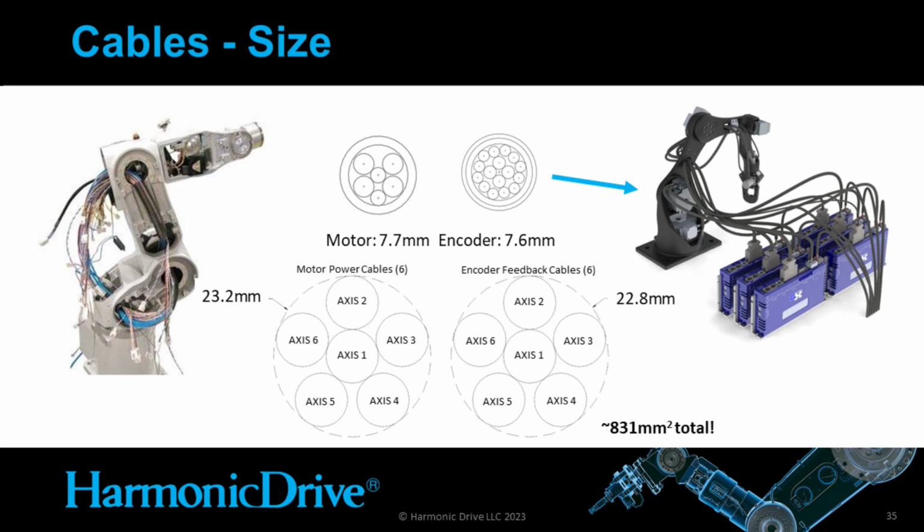On the left side of the screen, we can see a picture of a robot completely full of wires. And on the right side, we have another application that has about 6 axes of motion and all of the cables returning to their servo drives, which are then returning to their controller.